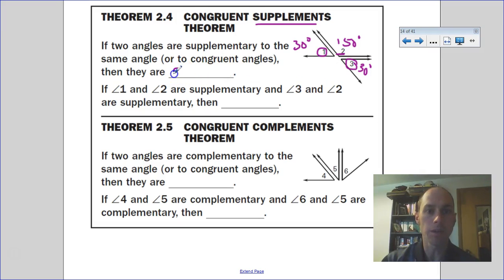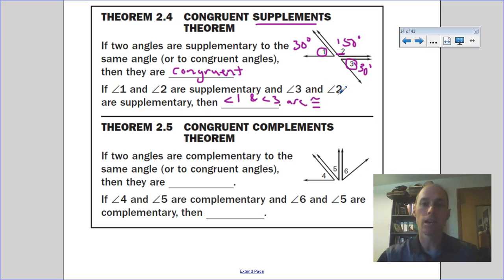So angles supplementary to the same angle are congruent, is what we have come to find out. So if 1 and 2 are supplementary, 3 and 2 are supplementary, then we know that angle 1 and angle 3 are congruent. I'll just use my symbols there, so I don't have to write as much.